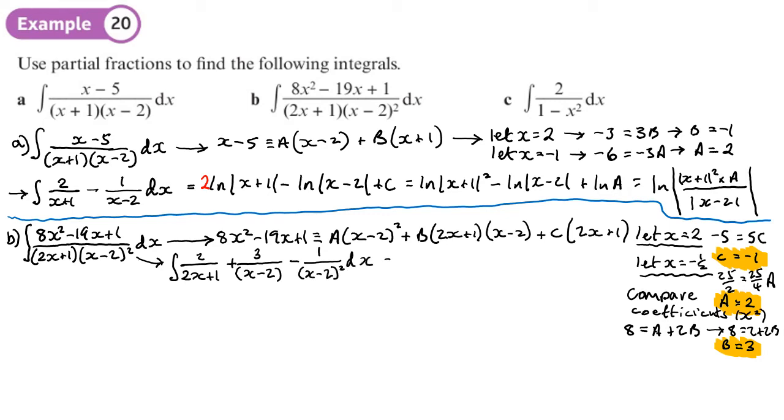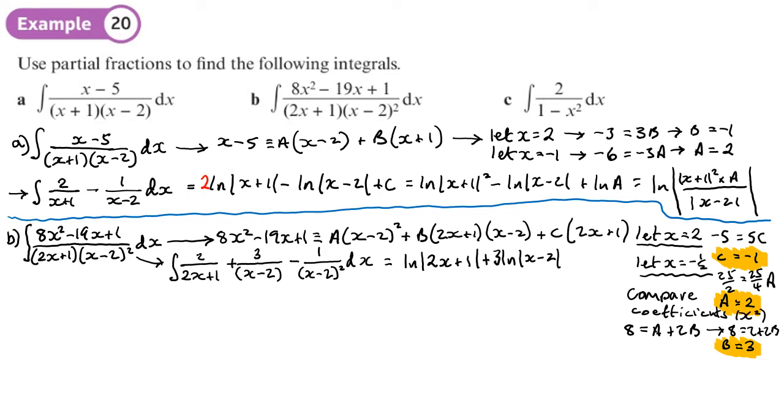dx. So right, let's see if we can do this without too much going back and rechecking things. For the first term here, we try log of the bottom, so that'll be log of 2x plus 1. When you differentiate that, you get 2 over 2x plus 1, so no adjustment needed. For the second term, we're going to try log of x minus 2. When I differentiate that, I'll get 1 over x minus 2, so I need to put a 3 in front here to make that work.